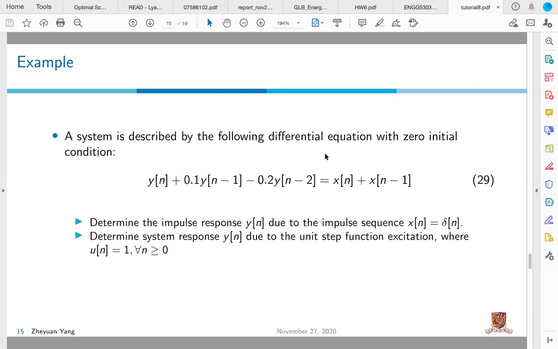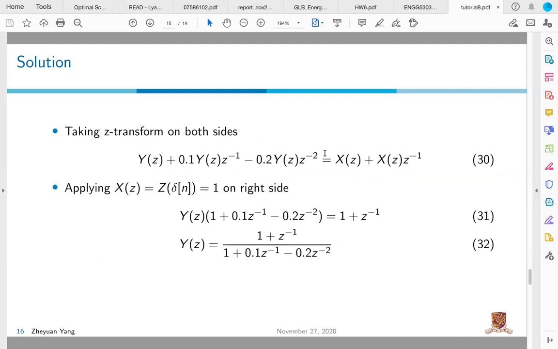So let's see the solution. We take the Z transform on both sides and we have Y(z) plus 0.1 Y(z) z to the power minus one. Here we use the shifting property in the time domain. Minus 0.2 Y(z) z to the power minus two is equal to the right side, X(z) plus X(z) times z to the power minus one. And we apply that when x[n] is equal to delta[n], the Z transform of delta[n] is equal to one. We apply this on the right side, so it is equal to one plus z to the power minus one. And we move the term one plus 0.1 z to the power minus one minus 0.2 z to the power minus two to the right side.